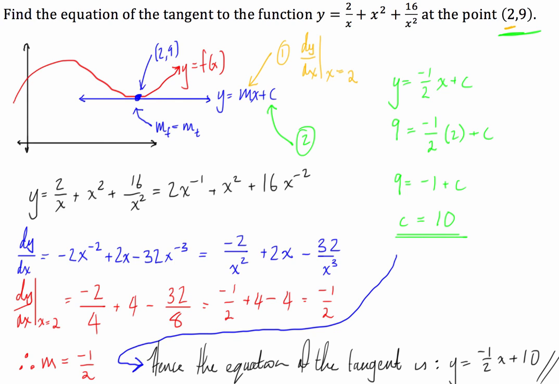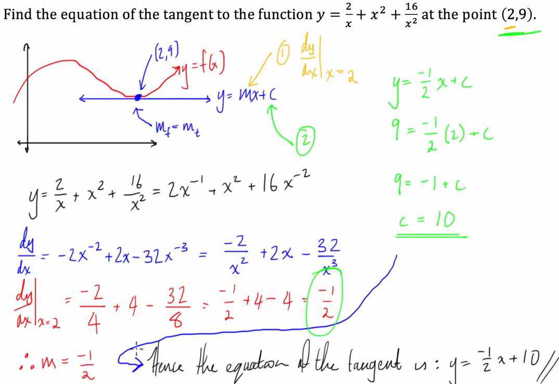So you can see that it's a relatively straightforward question. There are a few nuances that you have to remember. You have to remember that at the point (2, 9), the gradient of the tangent and the gradient of the function are going to be equal to each other. So we used that piece of information to find the gradient of our tangent line. We differentiate our actual function, then sub in the point x equals 2 into our derivative, and work out what our derivative is evaluated when x equals 2. We found that was negative 1 over 2.